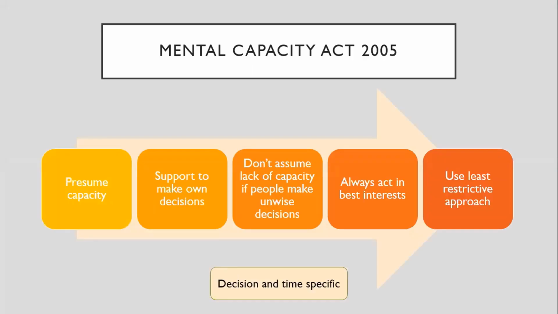So the Mental Capacity Act 2005 stated that we should presume capacity and we should support people to make their own decisions. We shouldn't assume lack of capacity if people make unwise decisions. We should always act in the best interests, and we should always use the least restrictive approach. And most importantly, an assessment of capacity is decision and time specific, and capacity may change.